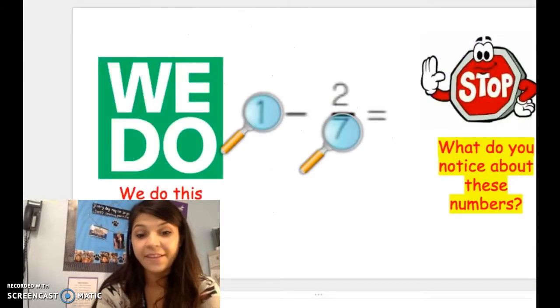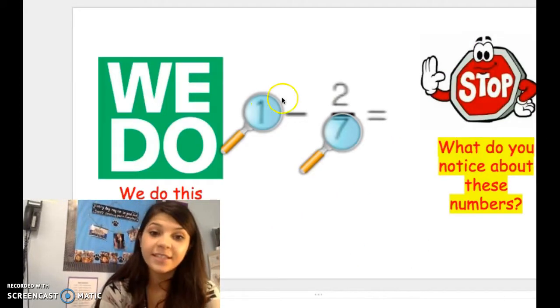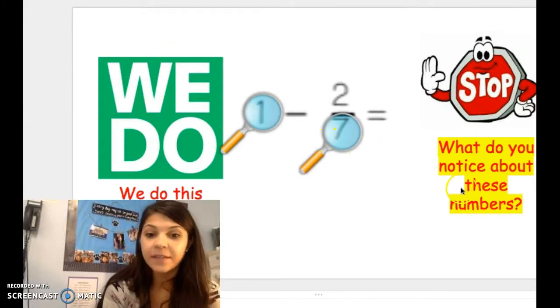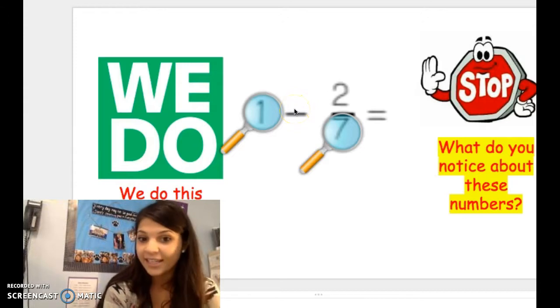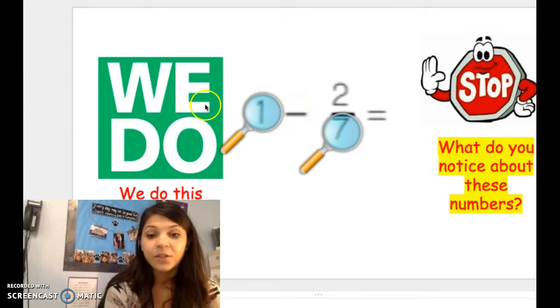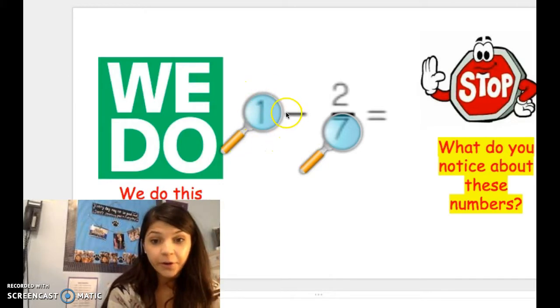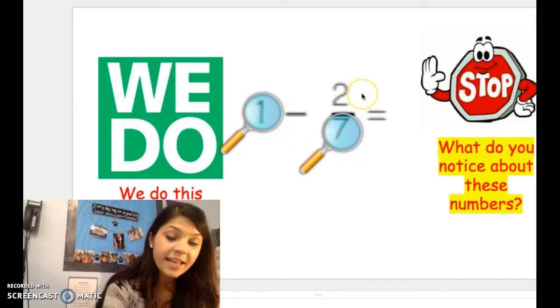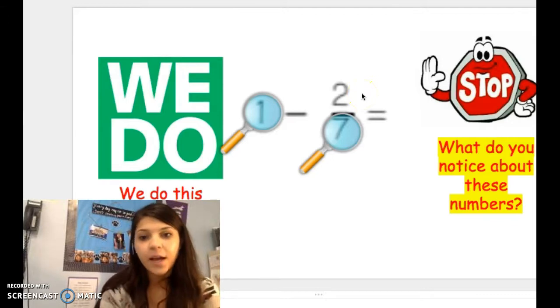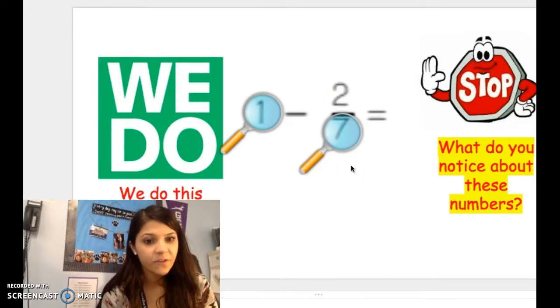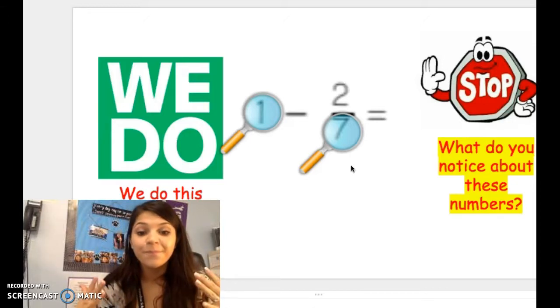So let's take a look at this problem. First, this is a we do, so we try this one together. It says, what do you notice about these numbers? Take a second to think about it. You should have noticed that this 1 over here is a whole number, and the numbers on this side are actually a fraction. So we have 1 minus 2/7, okay? If this problem kind of confuses you, just take a deep breath.